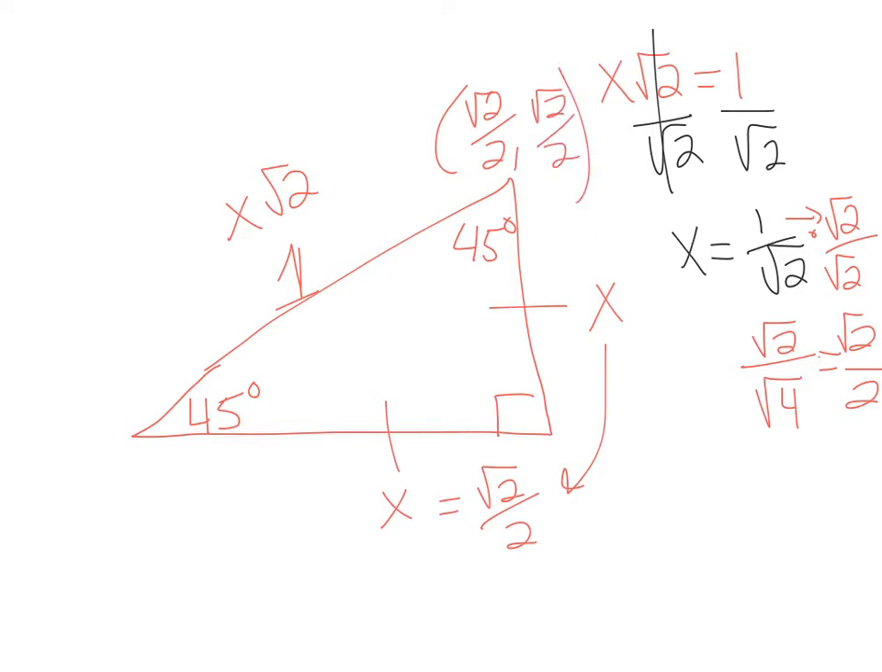So since all of the other angles in the unit circle are going to be multiples of 30, 45, and 60, you're going to have just those three numbers to really memorize. 1/2, square root of 3 over 2, and square root of 2 over 2. We just have to think about what sign they're going to be and which angle they're going to correspond with.